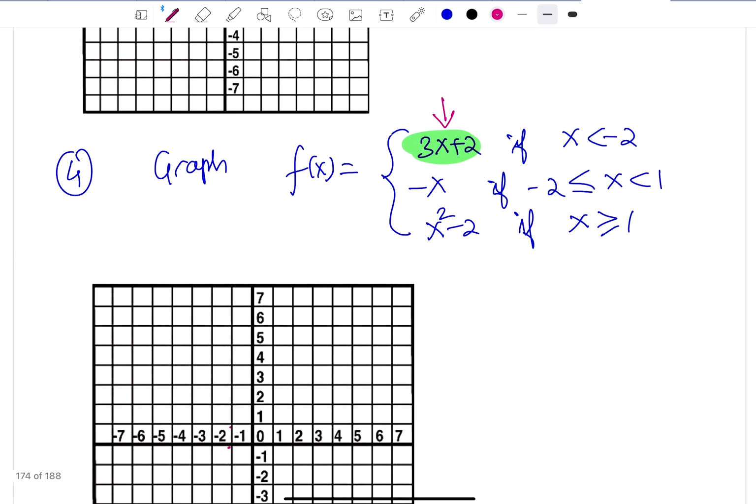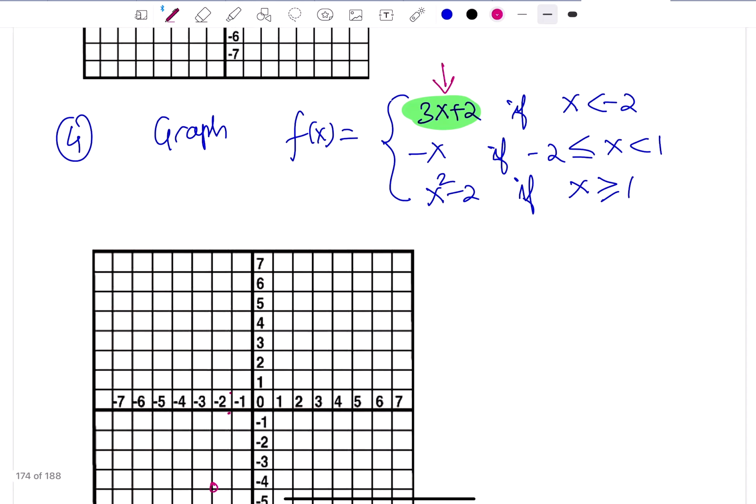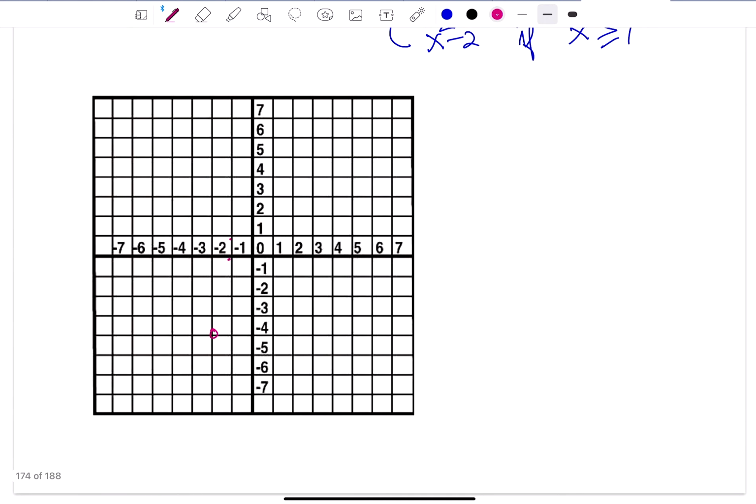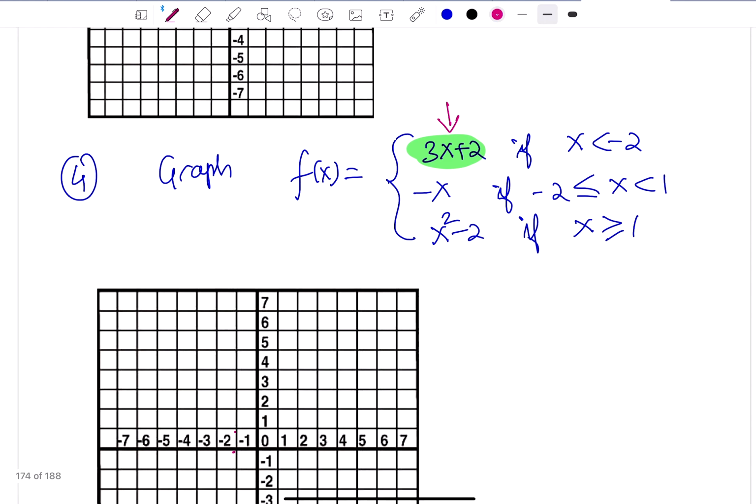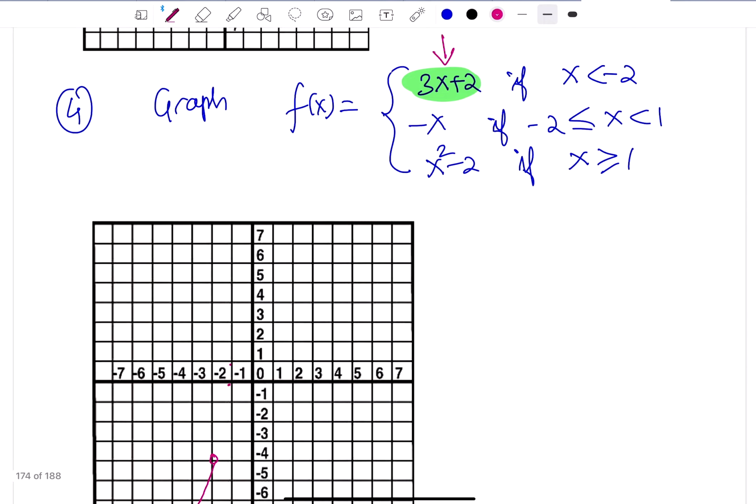When x is negative 3, y would be negative 9 plus 2, which is negative 7. When x is negative 3, y would be negative 7, and so on. It should touch that point. So this is how my graph is going to go. When x is negative 3, y is negative 7. Okay, there we go.